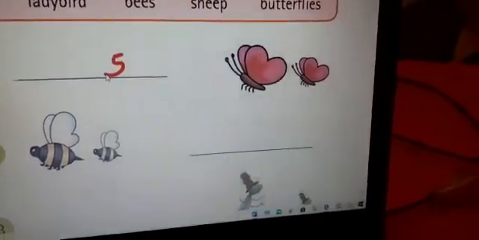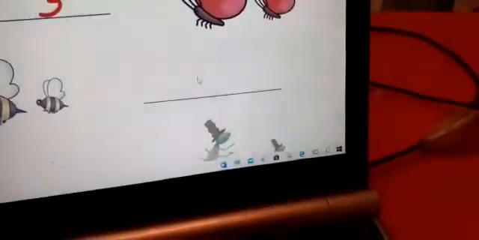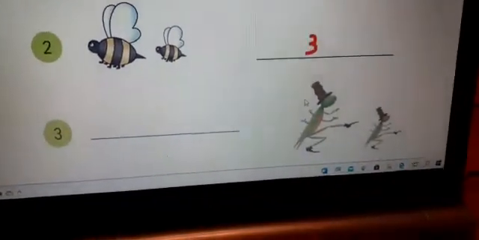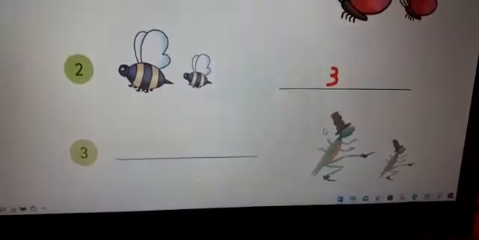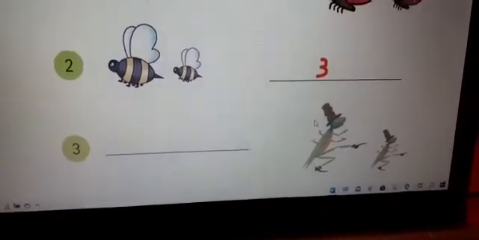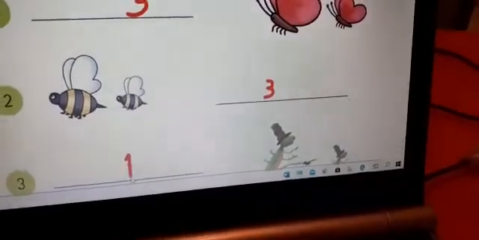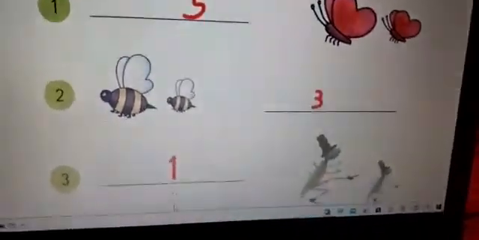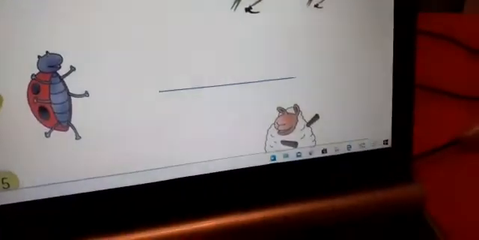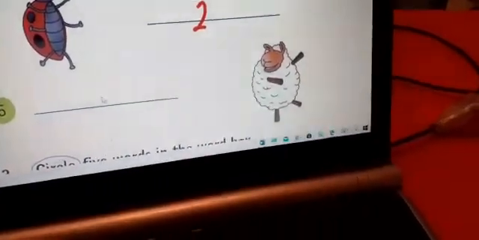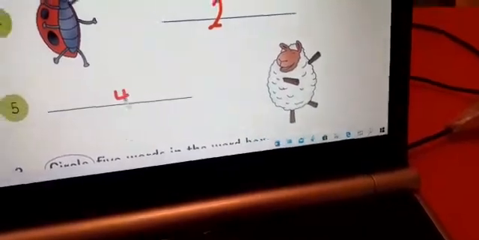Okay. And these are bees. I know that you already know this information, but this is a pre-question, like a warm-up for the story. Now these are grasshoppers. Grasshoppers, number 1. And this is a ladybird, number 2. And finally, we have the sheep, number 4.